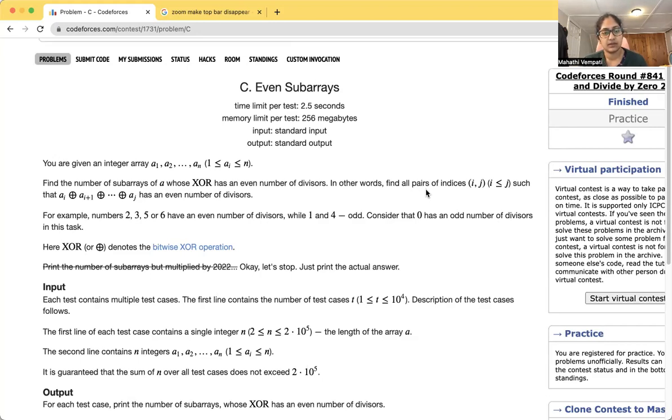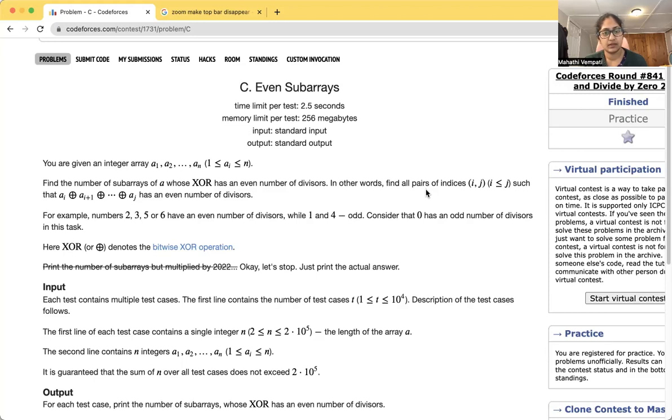2, 3, 5, 6 have an even number of divisors, while 1 and 4 have an odd number of divisors. Consider that 0 has an odd number of divisors in this task. XOR is the bitwise XOR operation. Just print the number of subarrays.